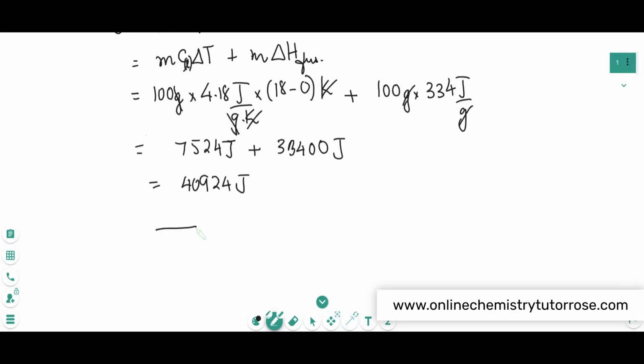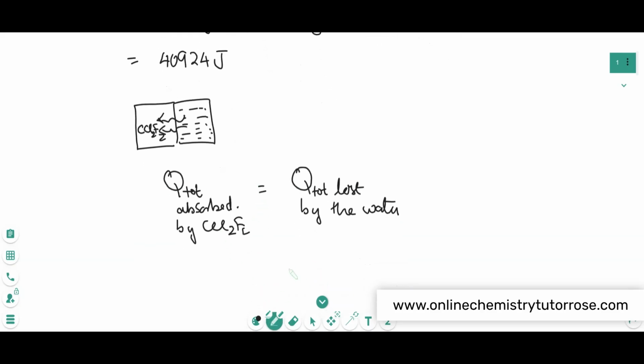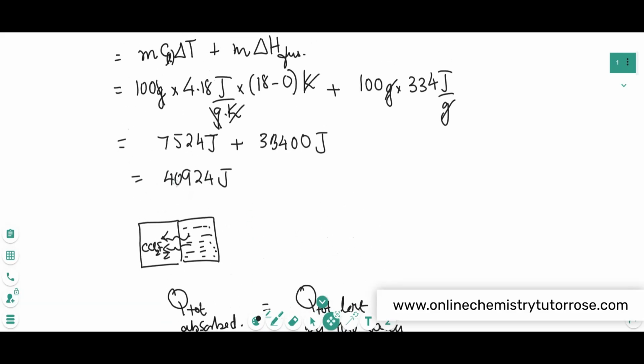Now this heat energy released by the water is used to evaporate the CCl₂F₂. Water loses the heat to the CCl₂F₂, which uses it to evaporate. The total heat absorbed by the CCl₂F₂ should be equal to the total heat lost by the water, and the heat absorbed by CCl₂F₂ to evaporate is given by the mass of the CCl₂F₂ times the enthalpy of vaporization of CCl₂F₂, and that should equal the total heat lost by the water while cooling.